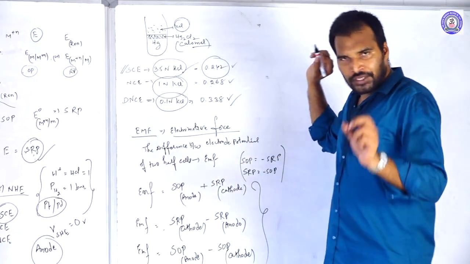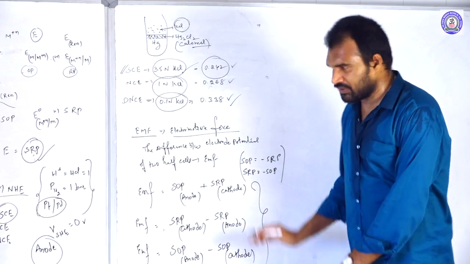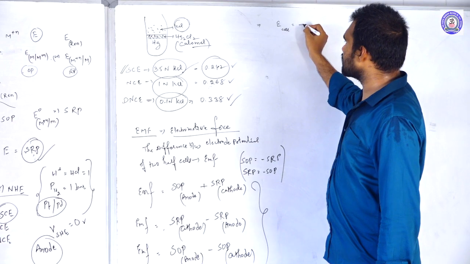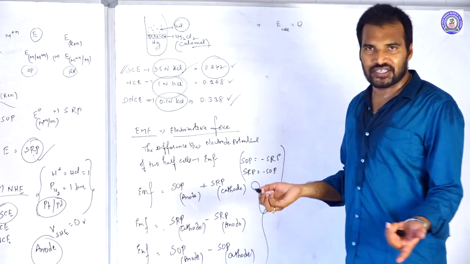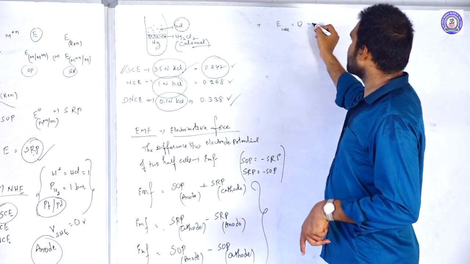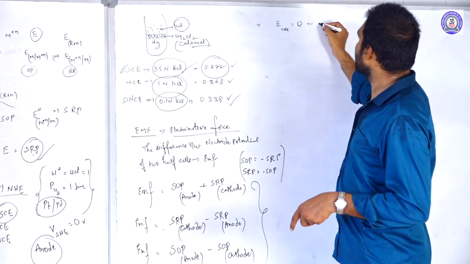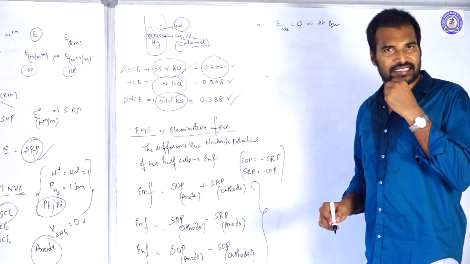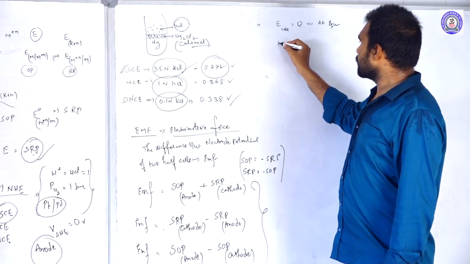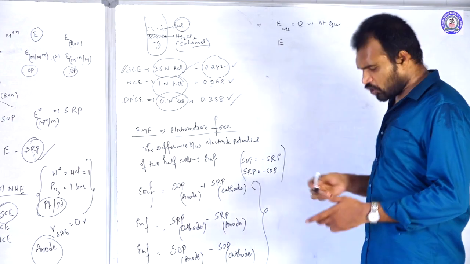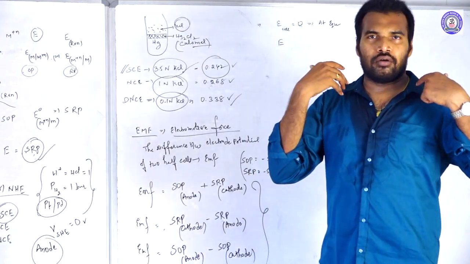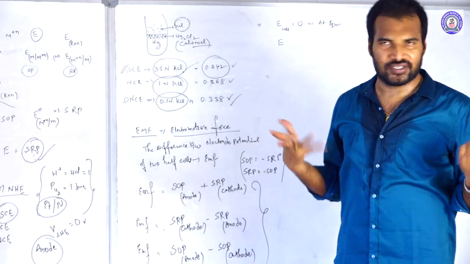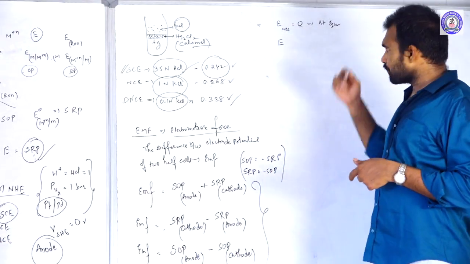Simple logic. After you calculate the EMF of the cell, if E cell is 0, that means the cell is at equilibrium. Suppose the cell is at equilibrium, it will not generate electricity, it will not consume electricity. That's it. This is at equilibrium.